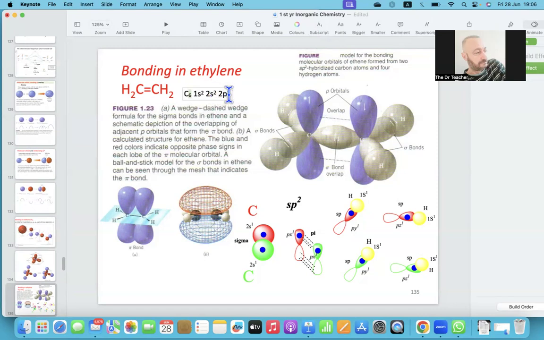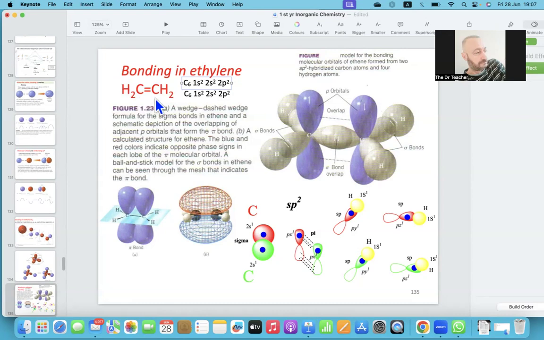So we have 4. Here we have 4 valence electrons. These 4 valence electrons will combine with 4 hydrogens. Don't forget, we have 2 of these. So we have 2 carbons. Each carbon has 4 valence electrons. This is the first carbon, 4, and the second one is 4, and we have 4 hydrogens.